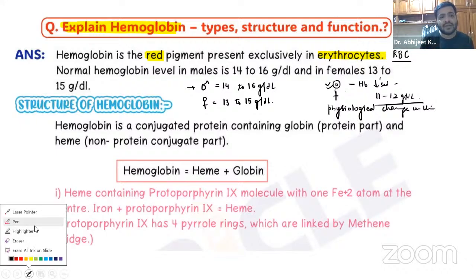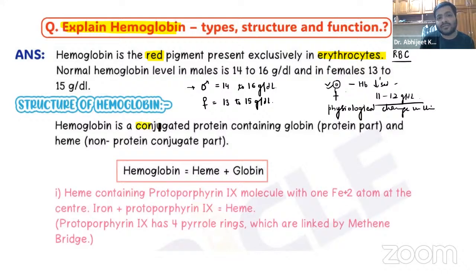Now, whenever I say conjugated, guys, conjugated means it is made up of not only protein, there has to be some other component also, right? So we have a protein part, that is the globin. We have discussed the globin yesterday, that is the protein part, and heme, that is a non-protein conjugate part, right?